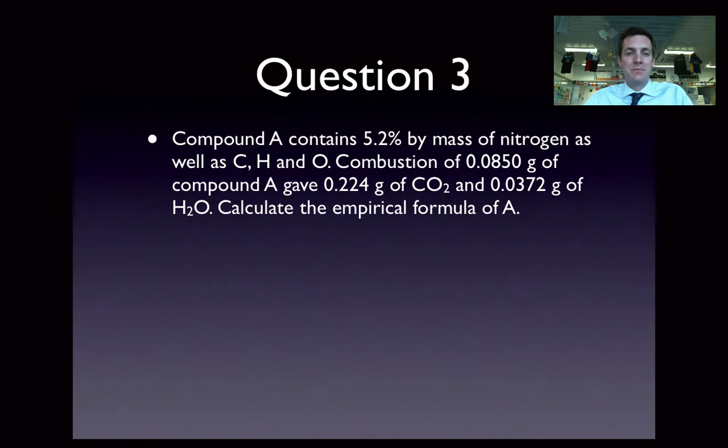The question tells us that there are 4 elements in this substance, compound A. 5.2% of it is nitrogen, and the rest is carbon, hydrogen, and oxygen. They say we've burnt 0.085 grams of it, so 5.2% of that is nitrogen, we're already told. And we've got to use these amounts of carbon dioxide and water to calculate the empirical formula of the substance. Bear in mind that these numbers of moles of carbon dioxide and water are going to be related to the amounts of carbon and hydrogen present in the compound.